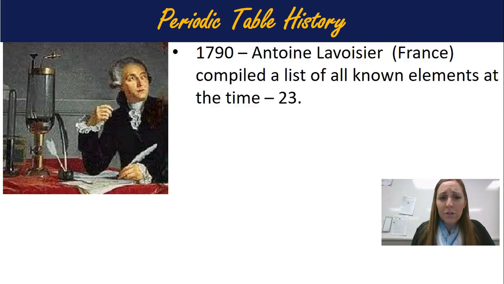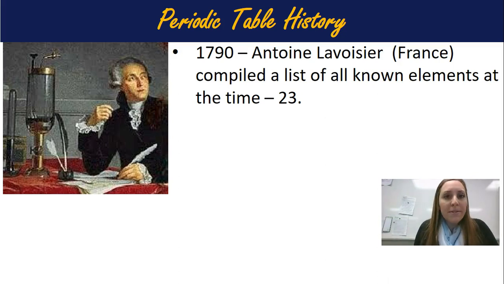All right, so the first guy we're going to talk about is Lavoisier. He was from France, and this is back in 1790. He made a list of all elements that were known at the time, and there were 23. Let's just take a moment to think about that. You probably have a class that has 23 or more students. That's all they knew. They knew like oxygen was out there and hydrogen, but they had no clue about metals, maybe like cadmium or something. No idea that they were there.